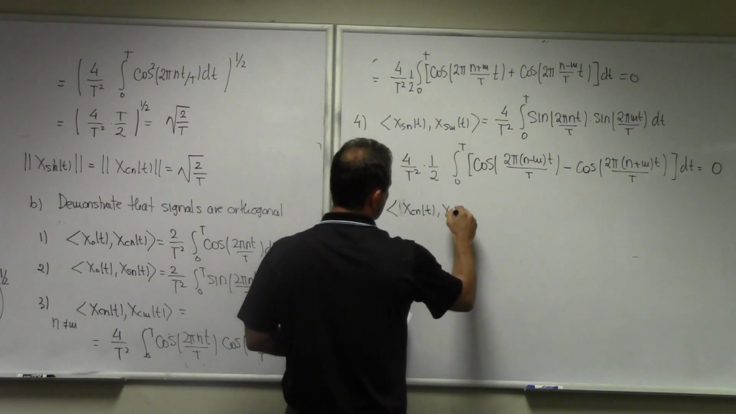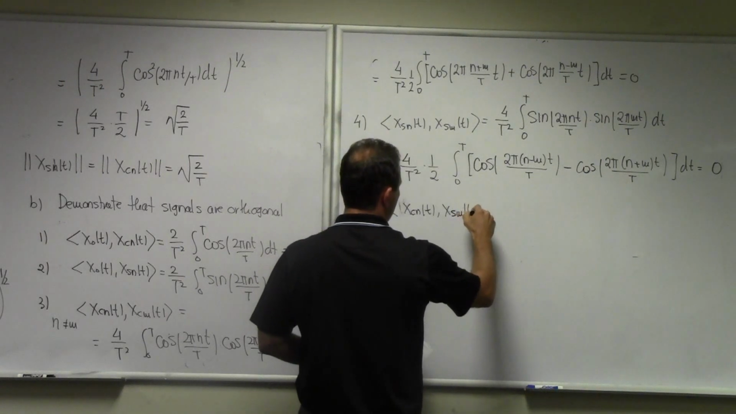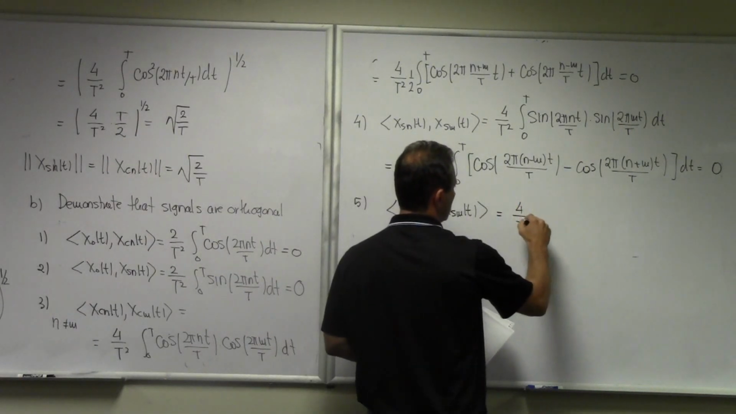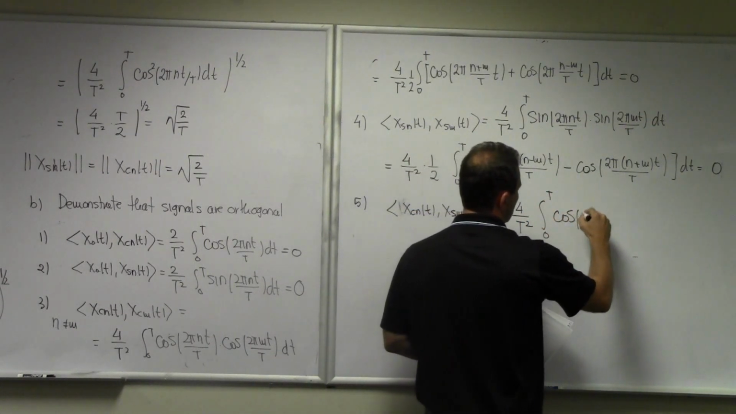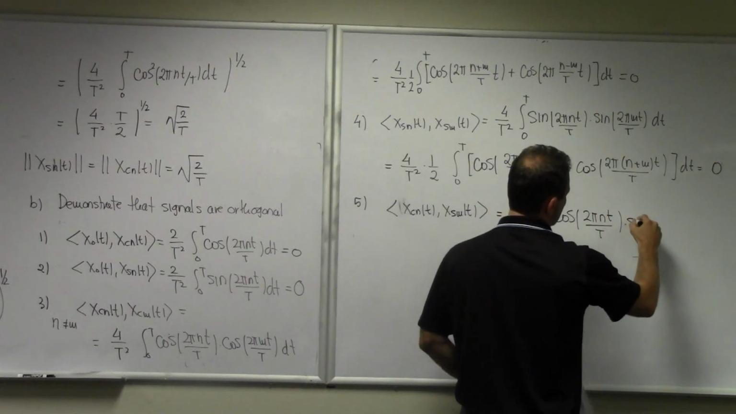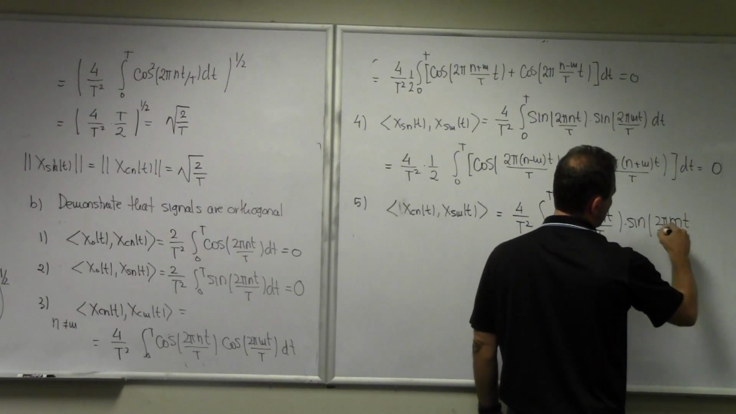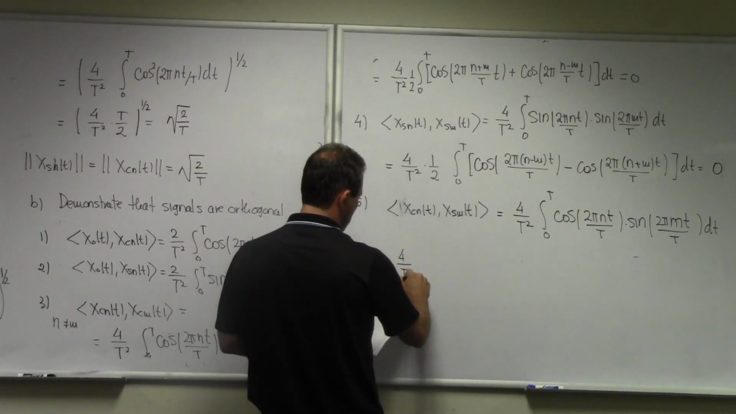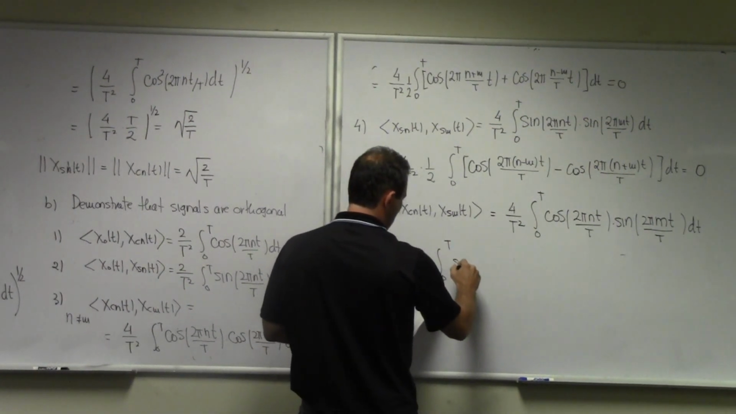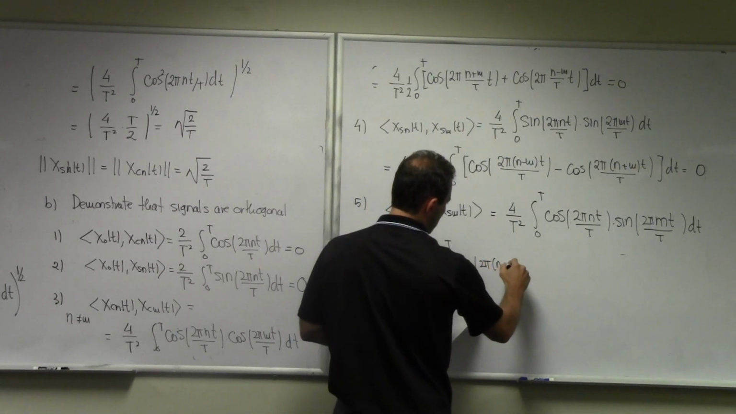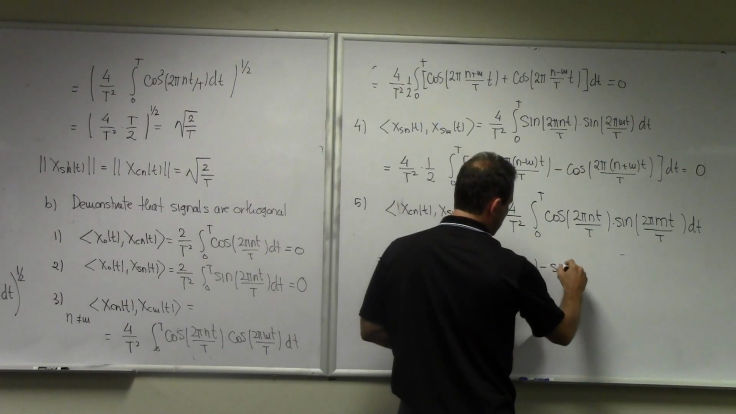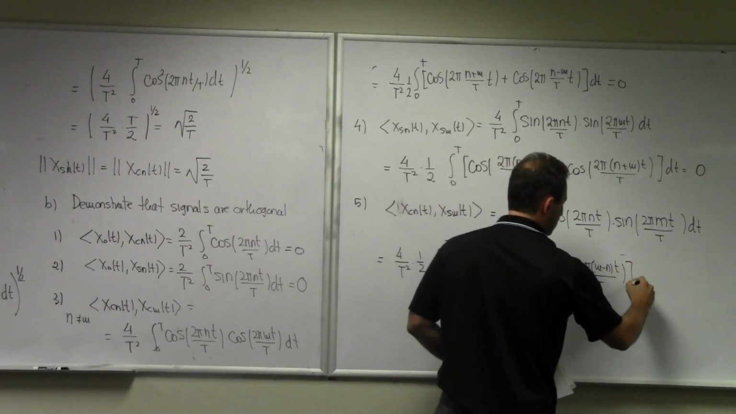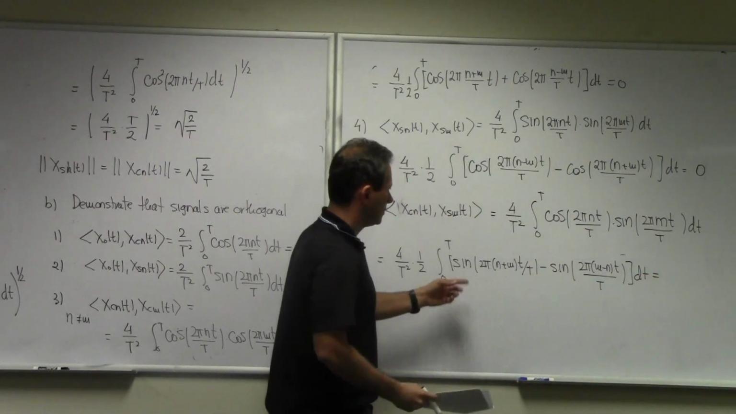And then the last thing that I need to show is the dot product between Cn of t and Sm of t, any two, here n can be equal to m. It is equal to 4 over T squared, integral from 0 to T, cosine 2 pi n t over capital T times sine of 2 pi m t over capital T dt. And this is equal to 4 over T squared times 1/2, integral from 0 to T, sine of the sum, 2 pi (n plus m) t over capital T, minus sine of the difference, 2 pi (m minus n) t over capital T, dt, and the value here is what? 0.